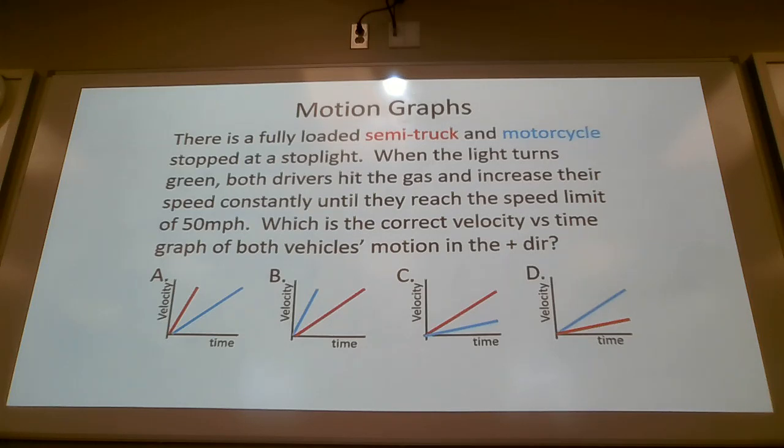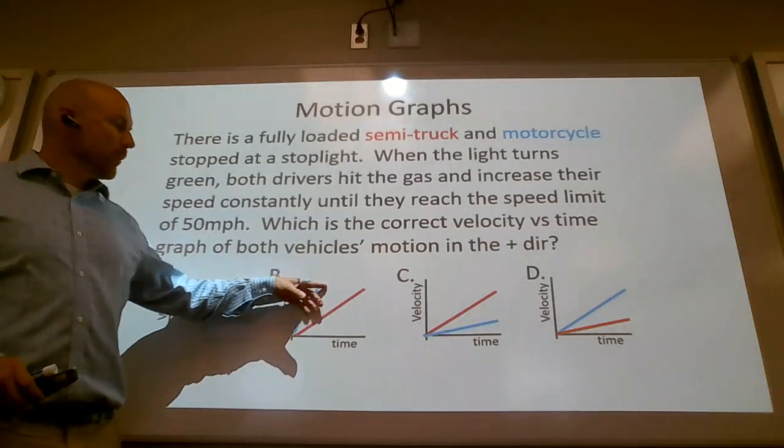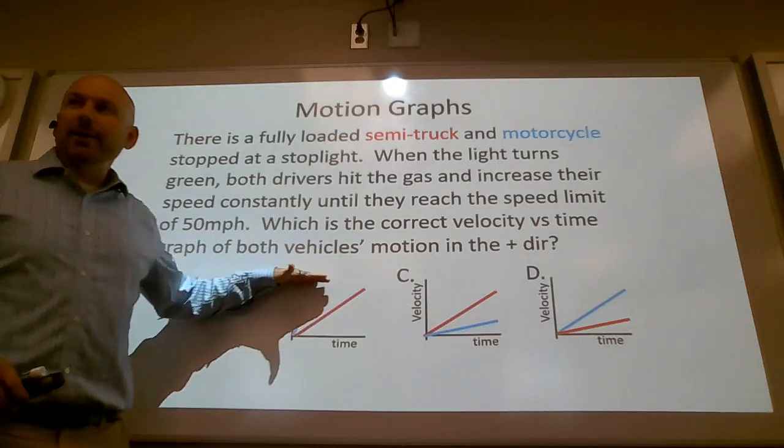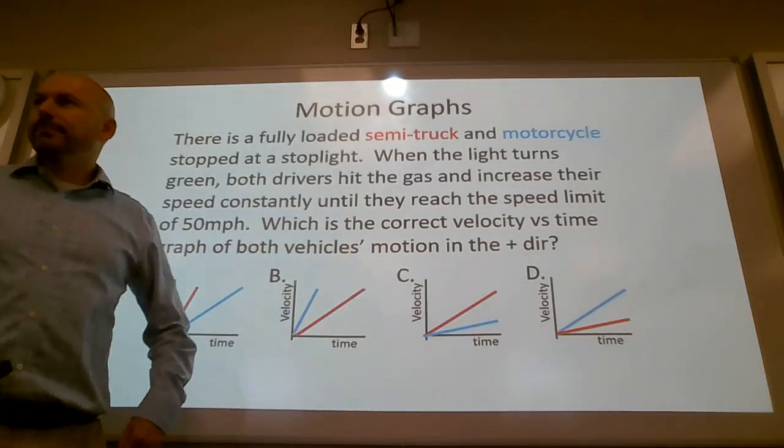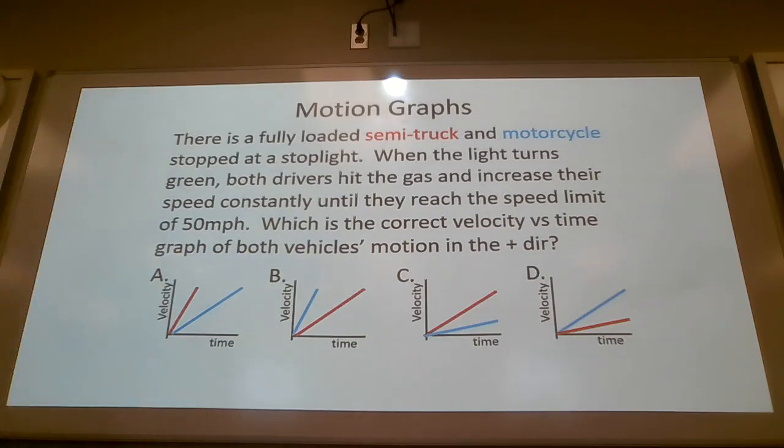Correct answer is B. The motorcycle has a steeper slope than the truck. Once it reaches that 50 miles an hour, go to that.